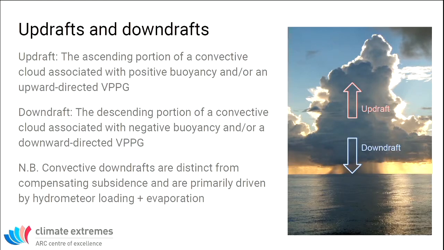This is distinct from the fact that you've also got some compensating subsidence in the environment. You've got this rising plume, and around it, in the larger area around the cloud, you've got generally slightly descending air. But that's not what we're talking about when we talk about the downdraft. The downdraft tends to occur in the low levels of the storm and is associated with the weight of water and ice in the cloud dragging air downwards, and also processes like evaporation.